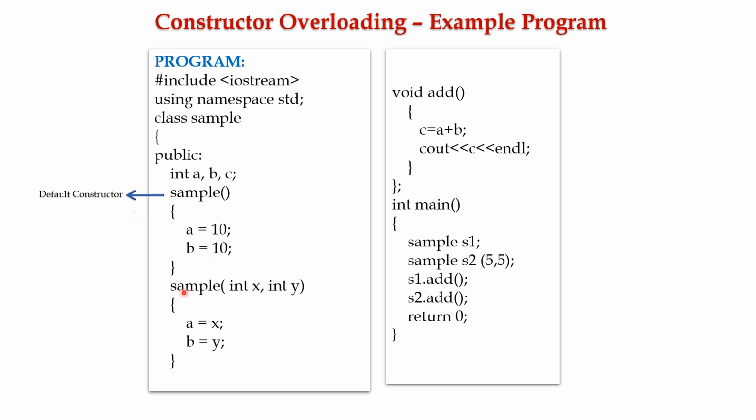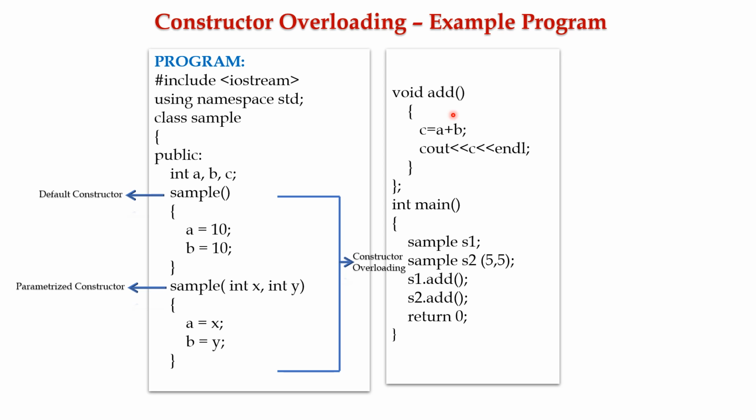Next, we have a function named sample. Since the function name and class name are similar, it is also called a special function known as a constructor. Since the constructor has parameters, it is also known as a parameterized constructor. Inside the parameterized constructor, the value of the variable A is assigned with the variable X. The value of the variable B is assigned with the variable Y. Since we have more than one constructor in a class, we call it constructor overloading.